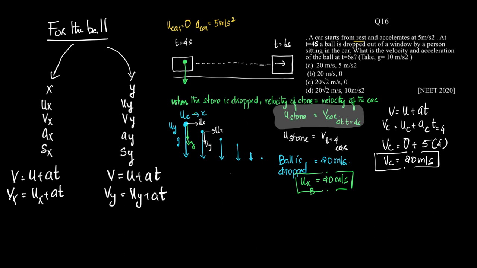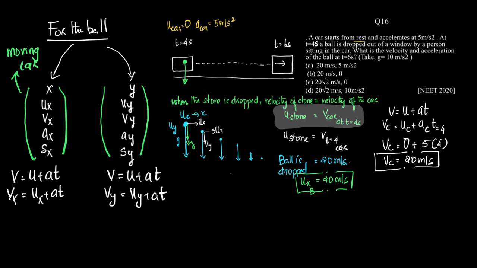Now this complete x component is offered by whom? This is offered basically by the moving car. And the entire y component is offered by which component? This is offered by gravity. Now, since the car is moving with uniform velocity, what can we say about the value of ax? ax will be equal to 0.